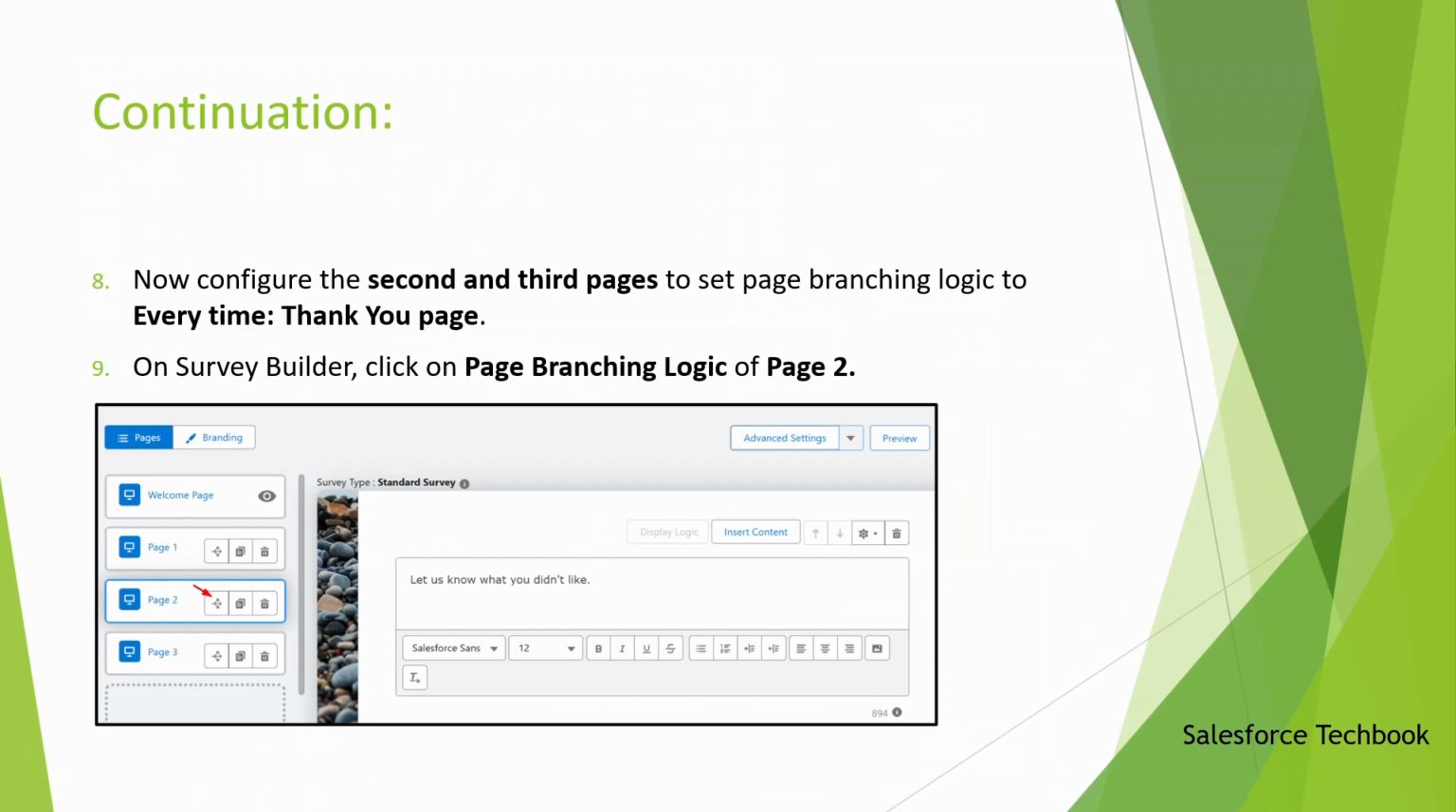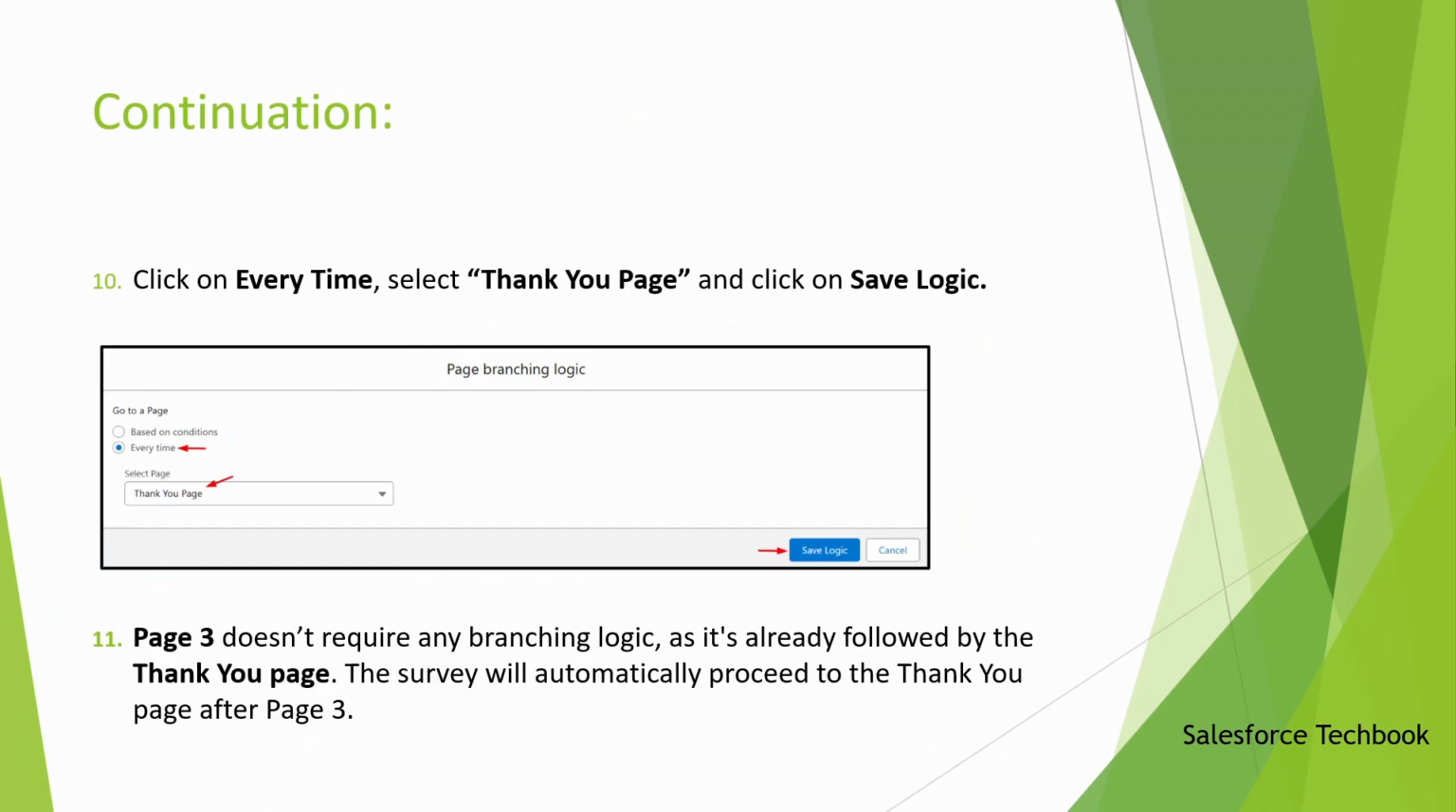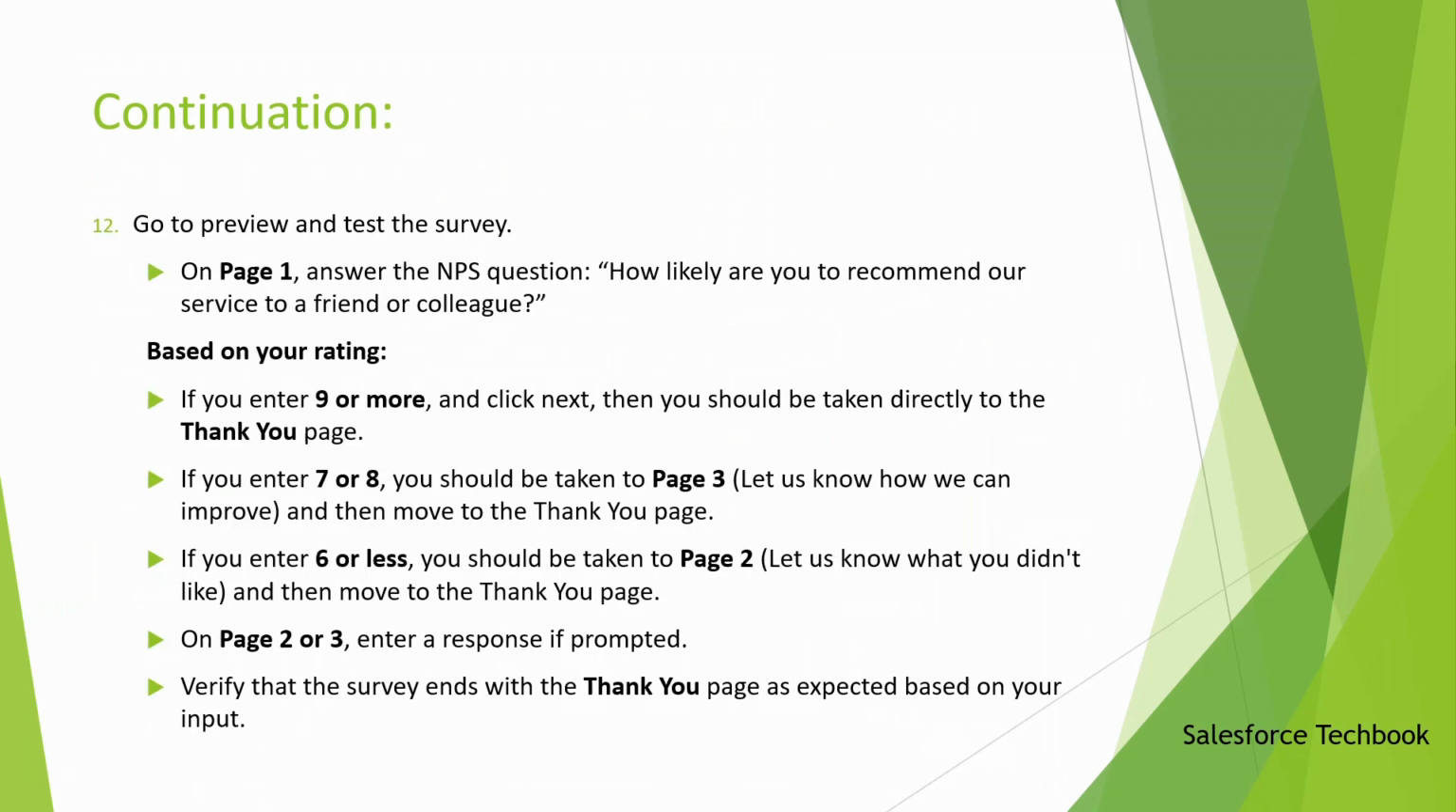Now if you want to move directly to the thank you page after page 2, click on the page branching logic of page 2, click on every time, and select the page. For page 3 we don't require any page branching logic, so it's already followed by the thank you page. Now let us preview how exactly the survey works.